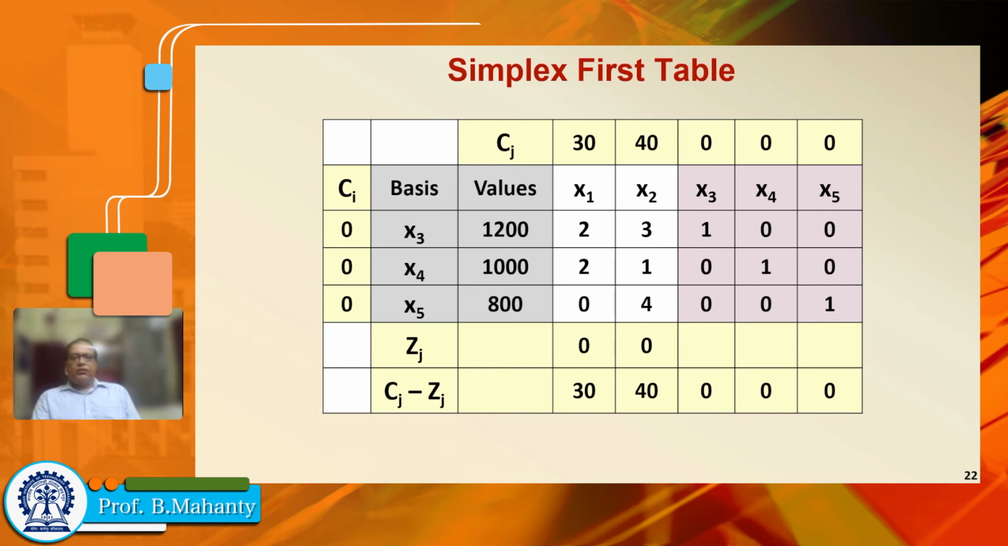2 into 0, 2 into 0, and 0 into 0, 0. 3 into 0, 1 into 0, and 4 into 0 equal to 0. So Cj minus Zj should be 30 and 40. So this would be a good simplex exercise also.